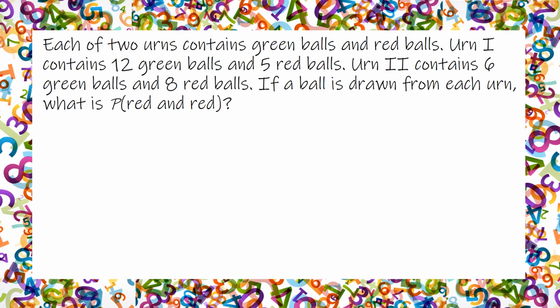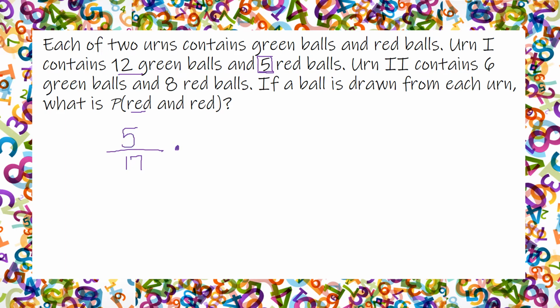Each of 2 urns contains green balls and red balls. Urn 1 contains 12 green balls and 5 red balls. Urn 2 contains 6 green balls and 8 red balls. If a ball is drawn from each urn, what is the probability of getting red and then red? So that means out of the first urn, there are 12 and 5. So 12 plus 5 is 17. And we're trying to get a red out of those. So there are 5 in the first urn.